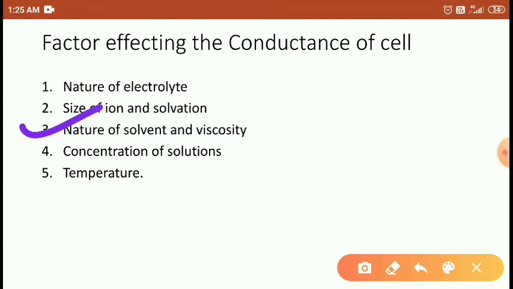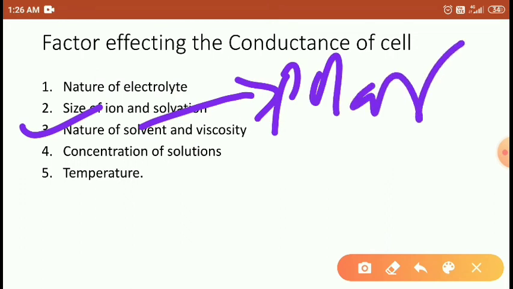Next, the nature of solvent, that is, polarity. A polar solute in a polar solvent conducts electric current more easily, because polar compounds dissolve in the polar solvent and more easily conduct electric current. Right students?